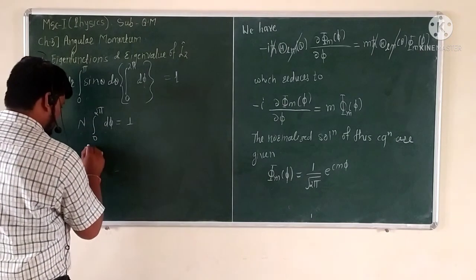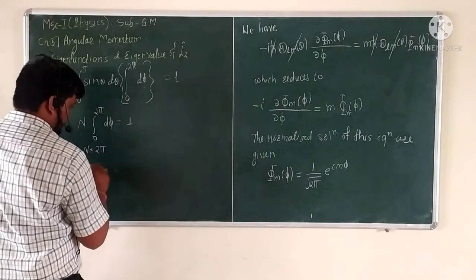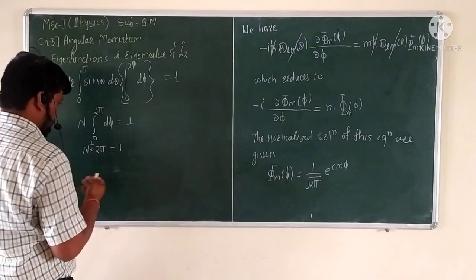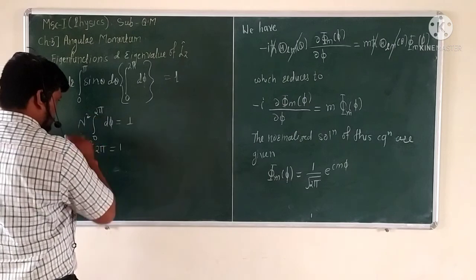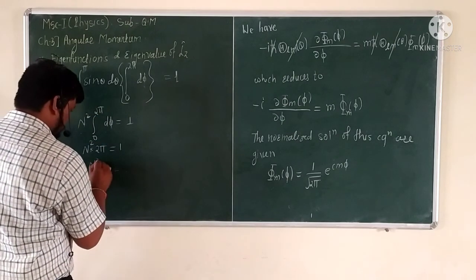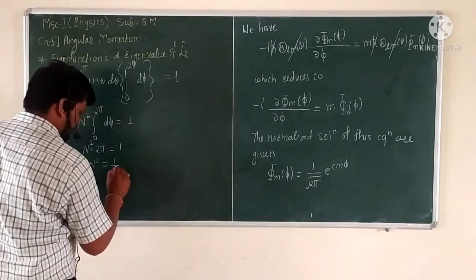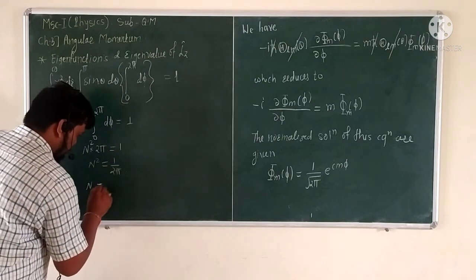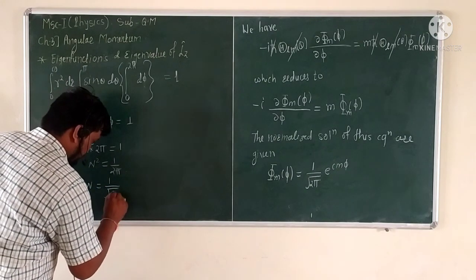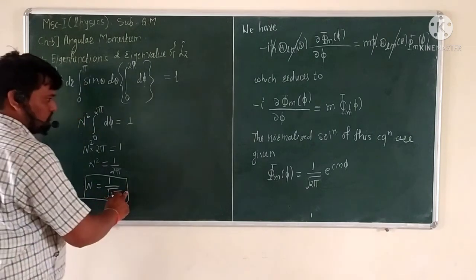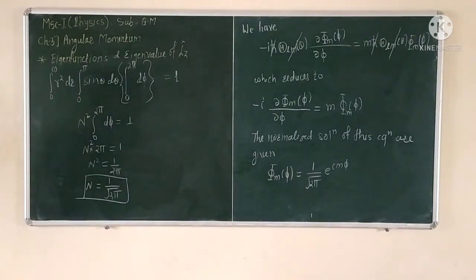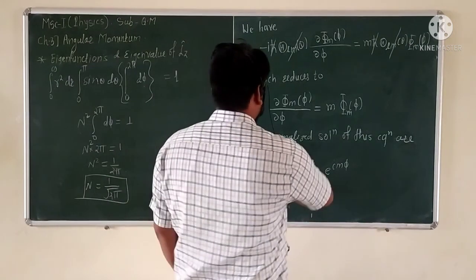If we solve this integration, N times 2π is equal to 1, so N squared is 1 upon 2π. Taking the square root, the normalization value is 1 upon root of 2π, which we use here. So if we solve this equation, what will we get?